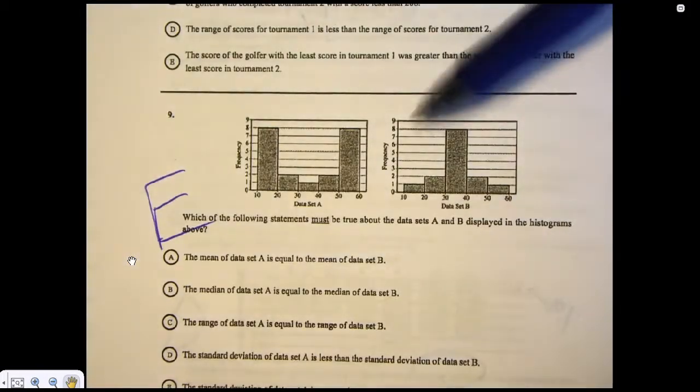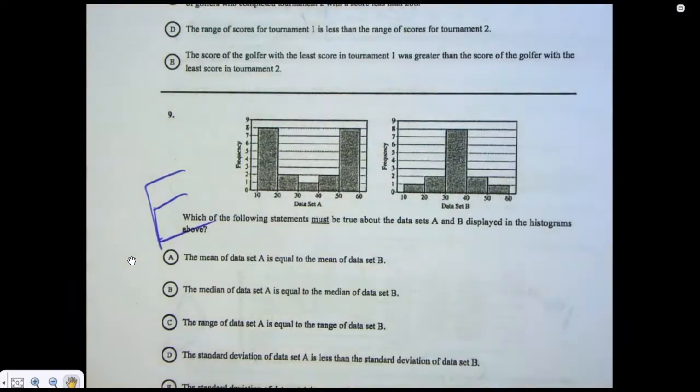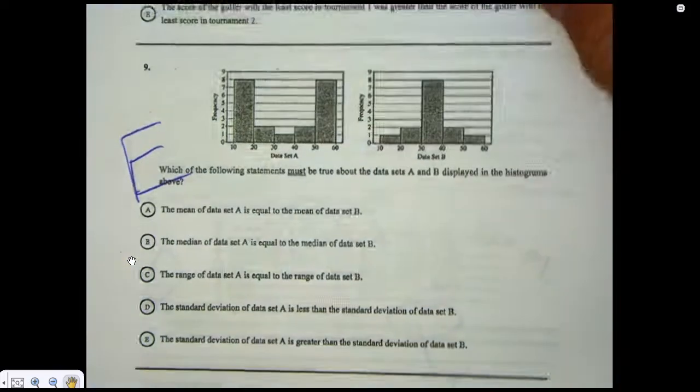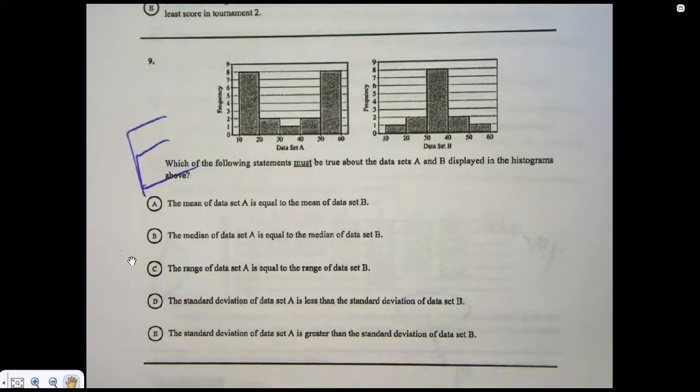Number 9. This technically shouldn't even be in this worksheet, so this would not appear in your test because I don't feel like you've been presented with enough information yet, but eventually, so I'm going to go through it. So standard deviation is the average distance from the middle.